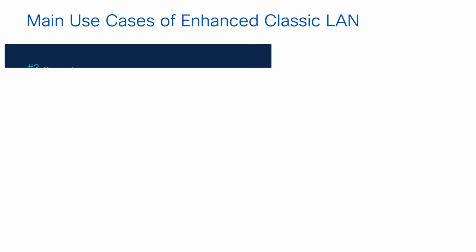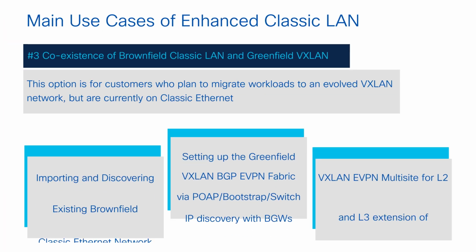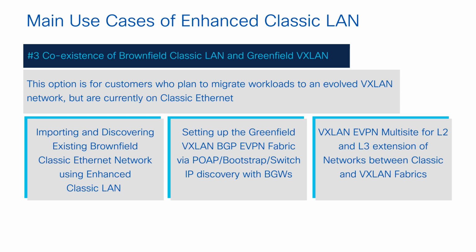Now the third use case, which is also a very important one, is the migration to newer technologies like VXLAN. This is for customers who are planning to migrate their workloads to a more evolved VXLAN network, but today they are on classic Ethernet and they want to learn a way to migrate in the most non-disruptive fashion, as well as with a very small learning curve. So in all, just make it easy for me to move from classic LAN to VXLAN networks.